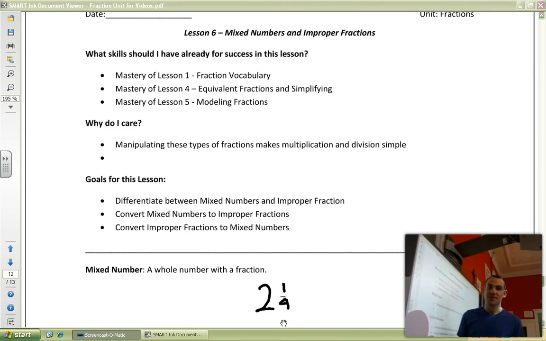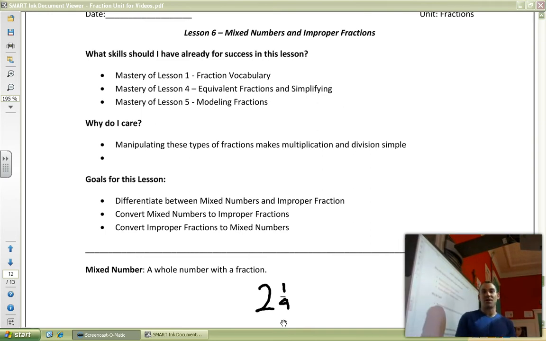Welcome back. It's time for lesson 6 in our fractions unit, mixed numbers and improper fractions. In order for you to have success in this lesson, you should have mastery of our first lesson, our vocabulary, fourth lesson, which is equivalent fractions and simplifying, and our fifth lesson, which is modeling fractions. Okay? Why do you care?